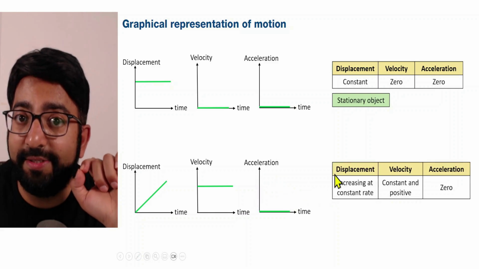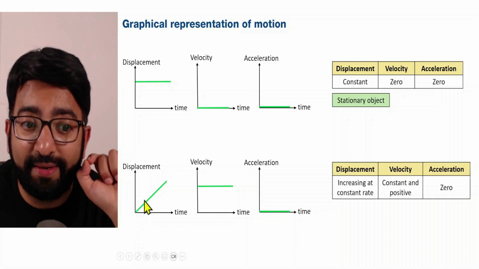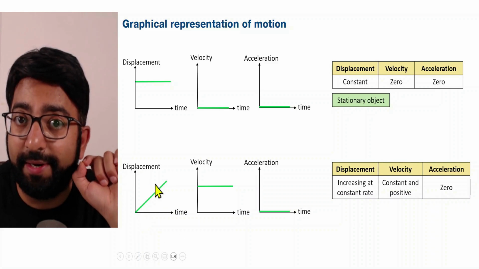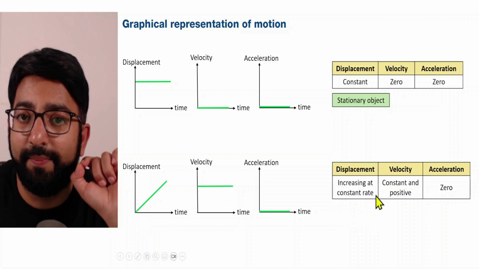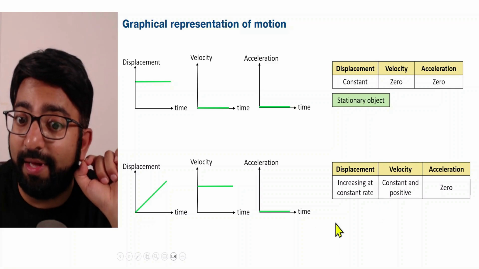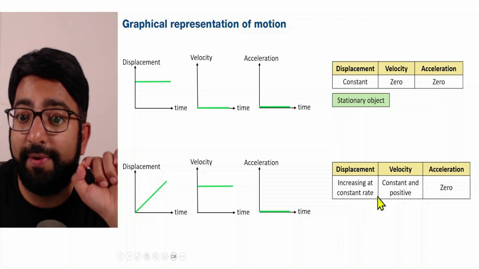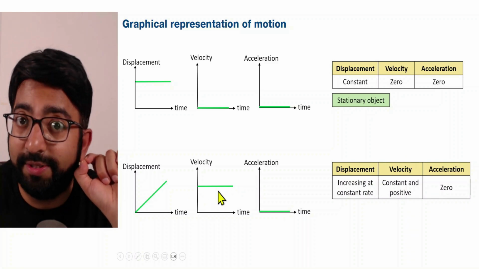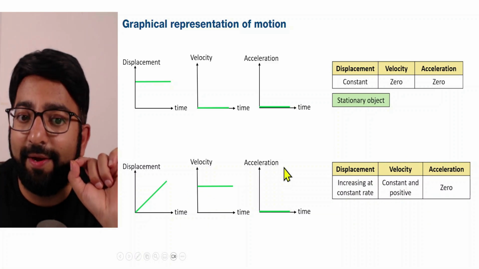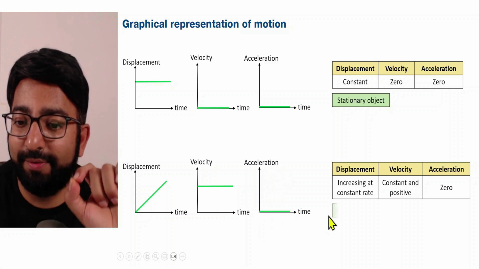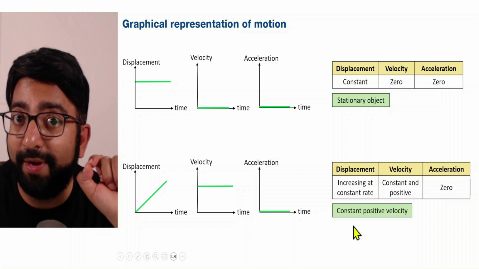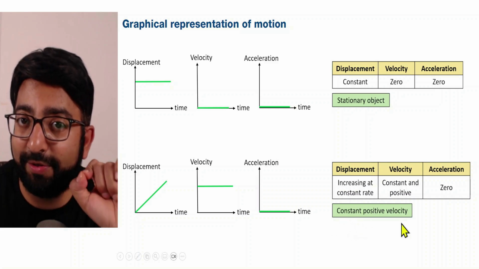To summarize, we can say that the displacement is increasing, as you can see in the displacement time graph. Displacement is increasing, but at a constant rate. Since the graph is a straight line, that is why the rate of increase of displacement is constant. Velocity, on the other hand, is a positive constant. And of course, acceleration will be zero. And that is why this set of graph represents a particle which is moving with a constant positive velocity.